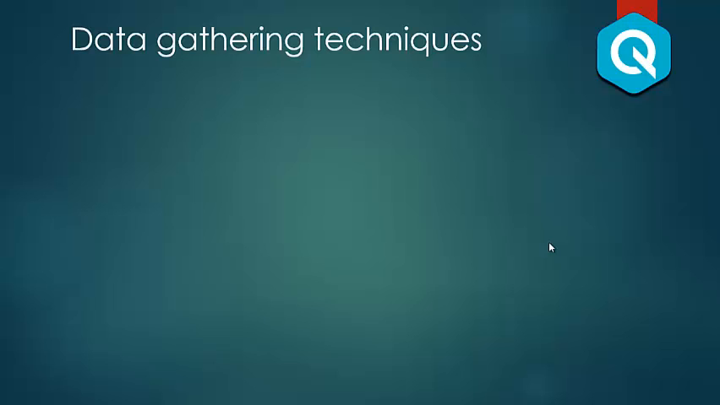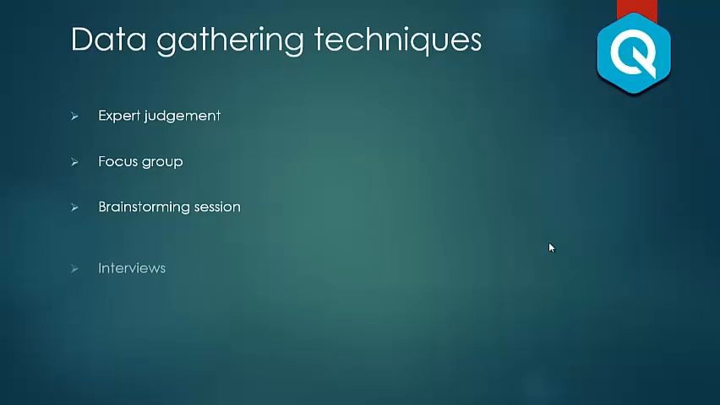document. So in data gathering, first is expert judgment, second is focus group, third is brainstorming session, fourth is interviews, questionnaire and survey, and benchmarking. So we will discuss everything one by one. Let's start with expert judgment.